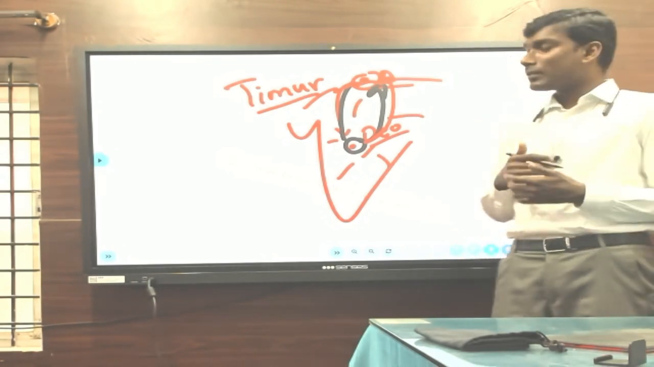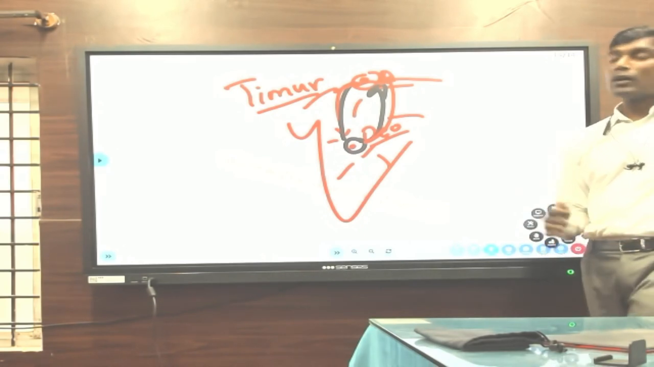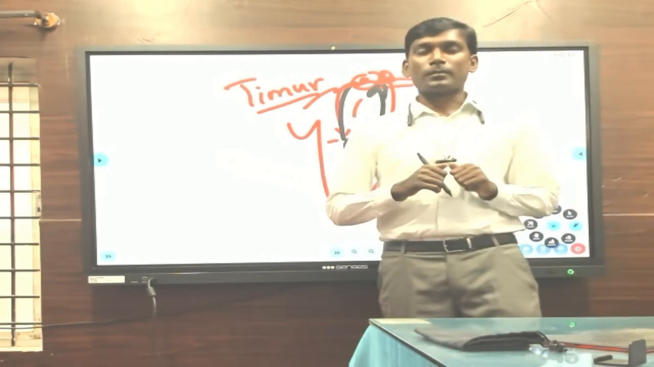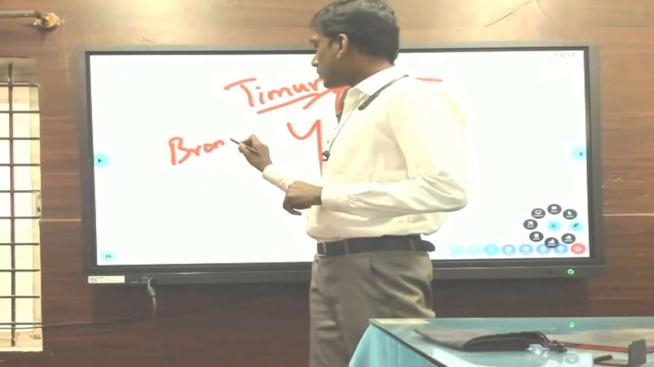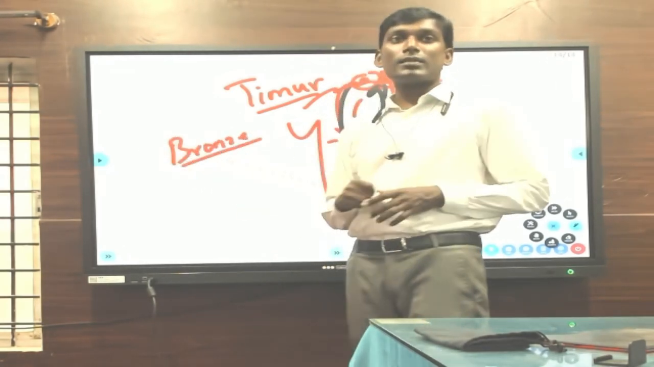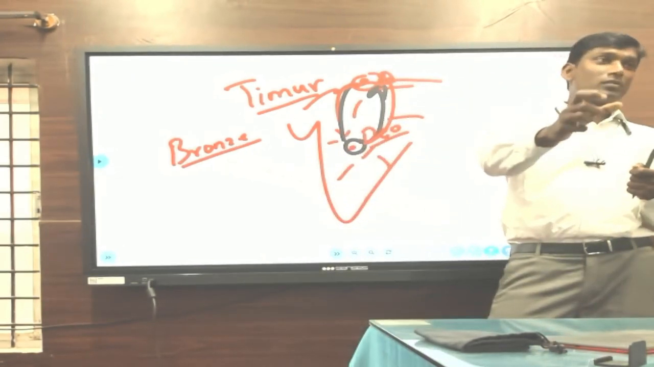In this time, a lot of money was wasted, a lot of effort was wasted, and now Mohammed bin Tughlaq faced a currency problem. So what he did, he introduced a coin made up of bronze, token currency. Because the economy should function, he started printing bronze money.